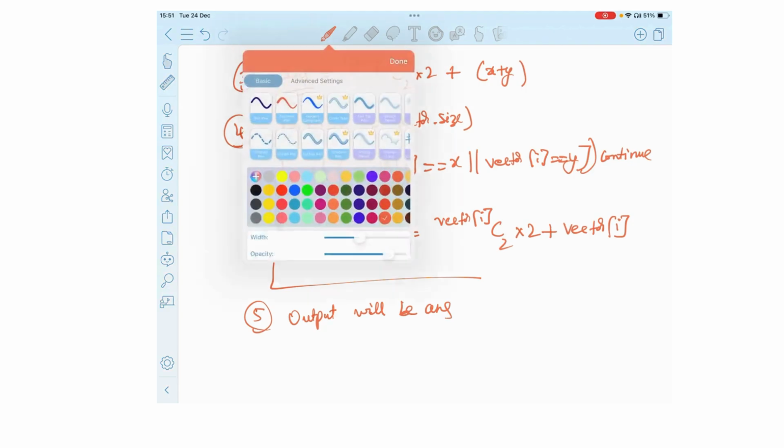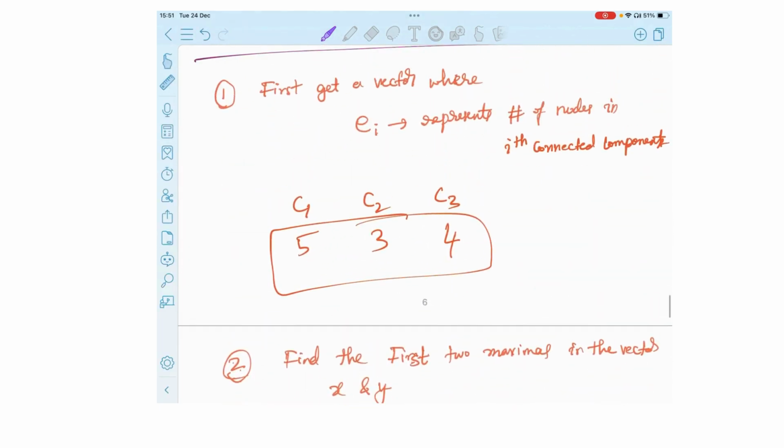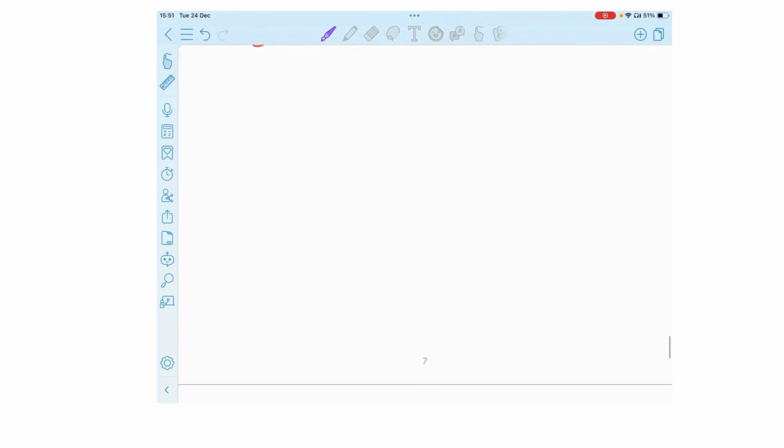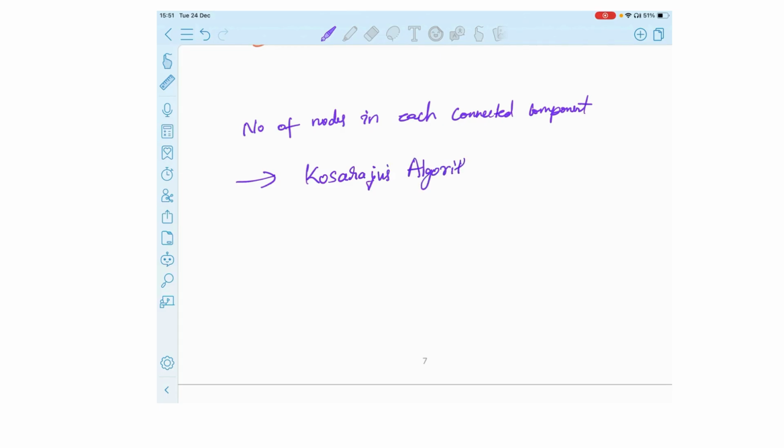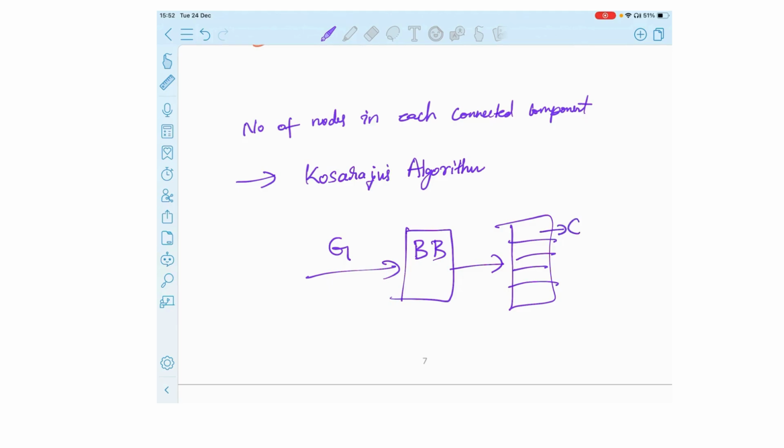Now this is all fine, but how do we get this array? How do we actually know the number of nodes in each connected component? Or just say the number of connected components itself. For that, we use a very generic algorithm in graphs, like DFS or BFS. Assume this as a black box algorithm, which takes a graph as input and outputs this vector we want, where each element represents the number of nodes in that connected component. So there's the logic.